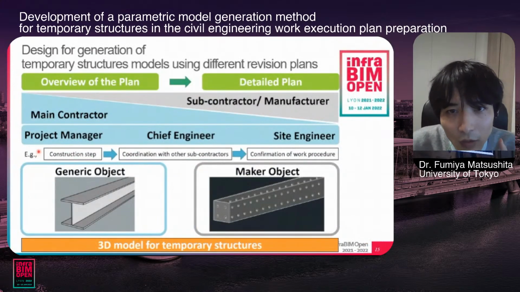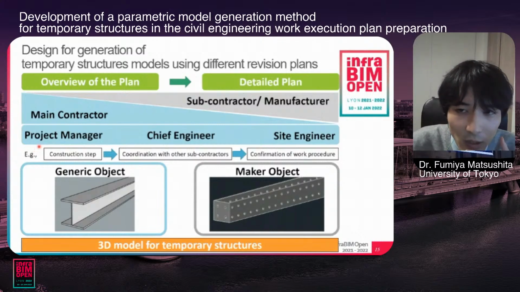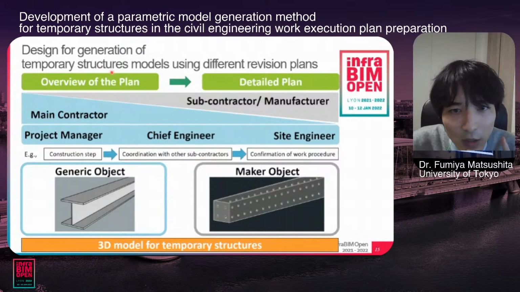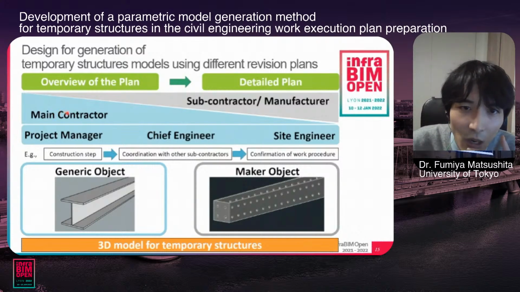Here, wall and strut is taken as an example of a temporary structure, and what kind of model is necessary at each stage is examined. At the stage of the overview of the plan, the main contractor plans the construction step. So it is sufficient to have a generic model for the H-beam model required for wall and strut.